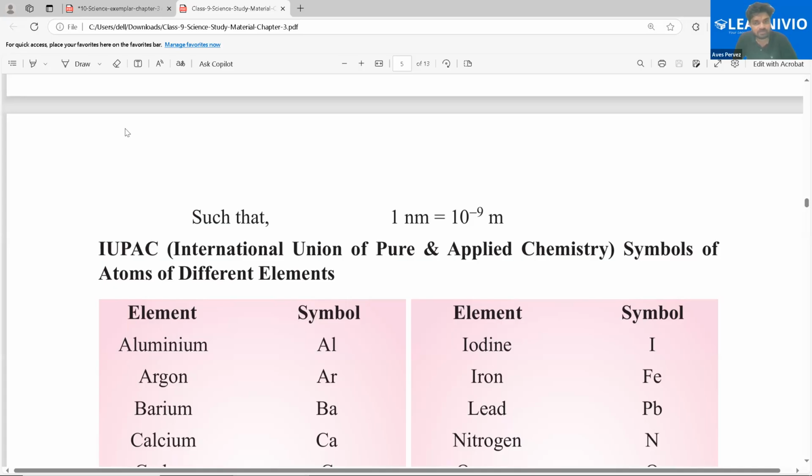What are the postulates of Dalton atomic theory? The postulates of Dalton atomic theory are: all matter is made up of tiny particles called atoms. Atoms are indivisible particles which cannot be broken down, and cannot be destroyed or created in a chemical reaction. Atoms of an element have identical mass and chemical properties. Atoms of different elements have different chemical properties and mass.